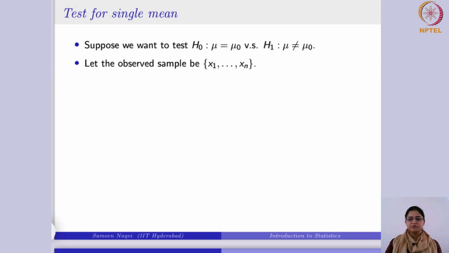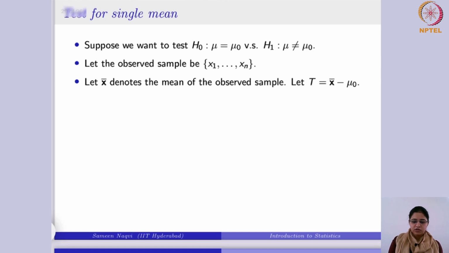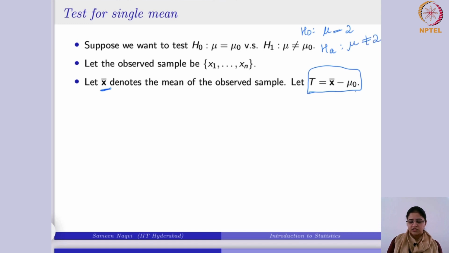Let the observed sample be x1, x2, up to xn. Based upon this sample, you will calculate the sample mean, and then you will calculate the statistic that you want to find out. T would be x bar minus mu naught. So suppose your null hypothesis was that mu is 2 and the alternative is that mu is not equal to 2, then mu naught is 2 over here. You have the data, so you can find the sample mean also, and you can easily find out what T is.